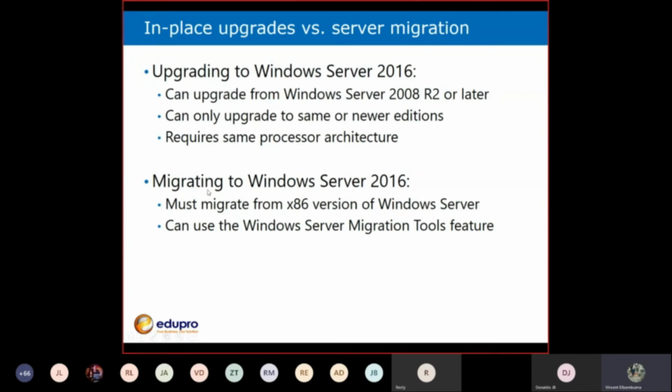So, next, migrating to Windows Server 2016. Must migrate from 32-bit version of Windows Server. So, kailangan meron kang separate or clean server that is running 64-bit. Then, dun mo nga ililipat yung server mo. Then, can use the Windows Server Migration Tools feature. So, itong feature na to, nag-start yan kay 2003, if I'm not mistaken. So, kasama na yan sa built-in ng Windows Server natin. So, naka-install na siya, pero hindi pa siya totally naka-enable. So, kailangan lang natin i-enable yan.